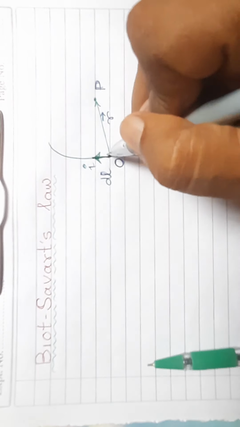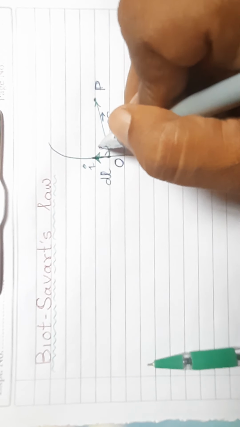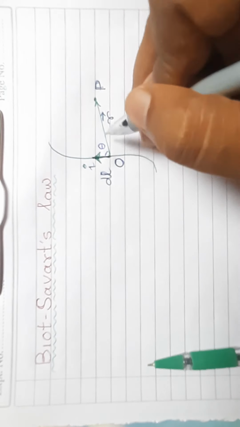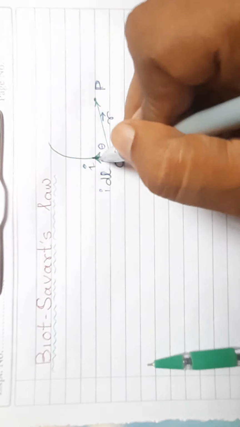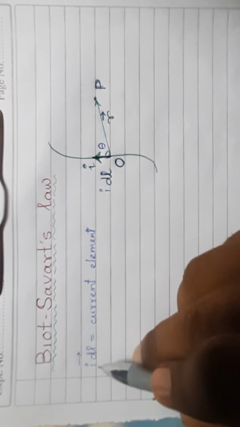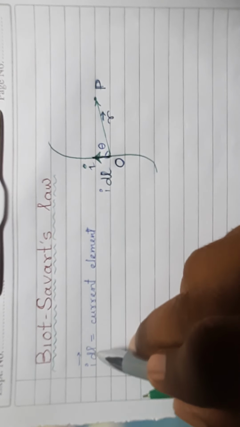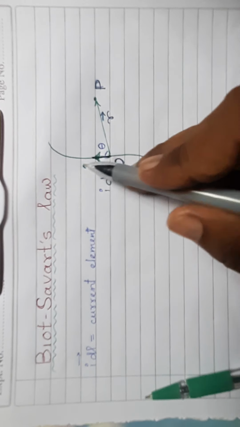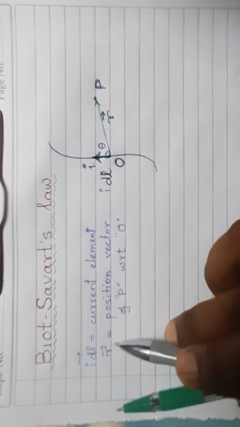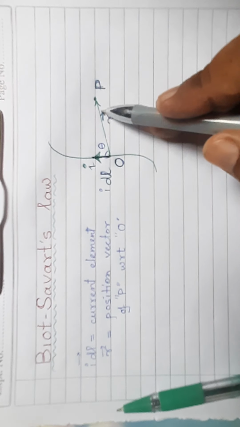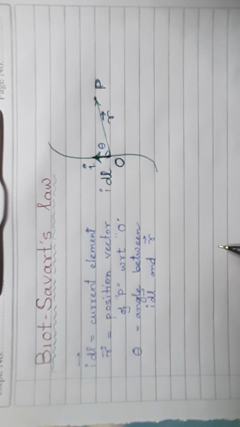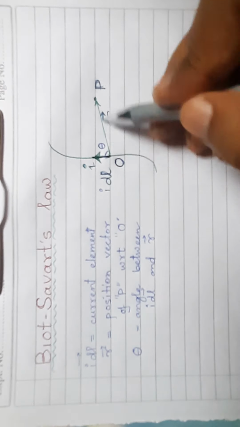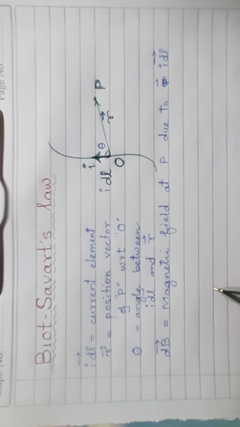Theta is the angle between Idl and r. r is the position vector, and Idl is called the current element. It is a vector quantity: the length of the small segment times current. Its direction is the same as that of the current. r is the position vector of P with respect to Idl. Theta is the angle between Idl and r.